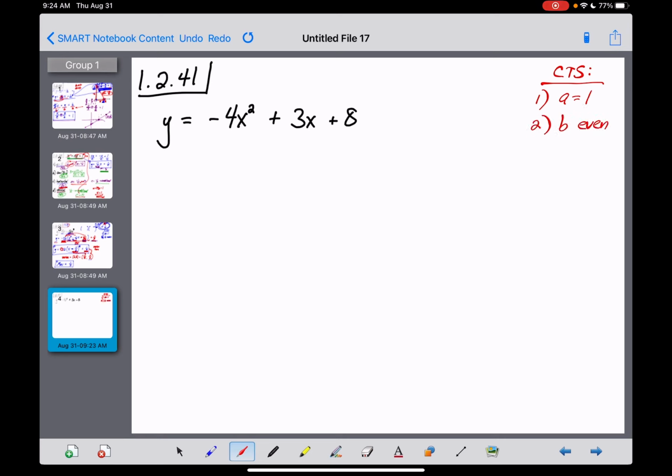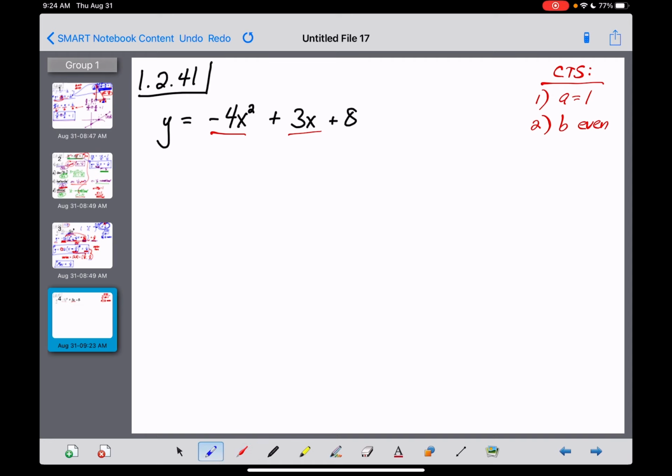Well, you can look at this one right now and say, wow, you guys are being jerks, because neither one of those two things happens right here. A is -4, b is 3. So given the choice, I would never choose to do completing the square on this problem. I would try it by factoring first, then I would go right to the quadratic formula if the factoring did not work. But I'm going to try to follow their directions because it's like eating your vegetables. There's probably a reason they're asking us to do that.